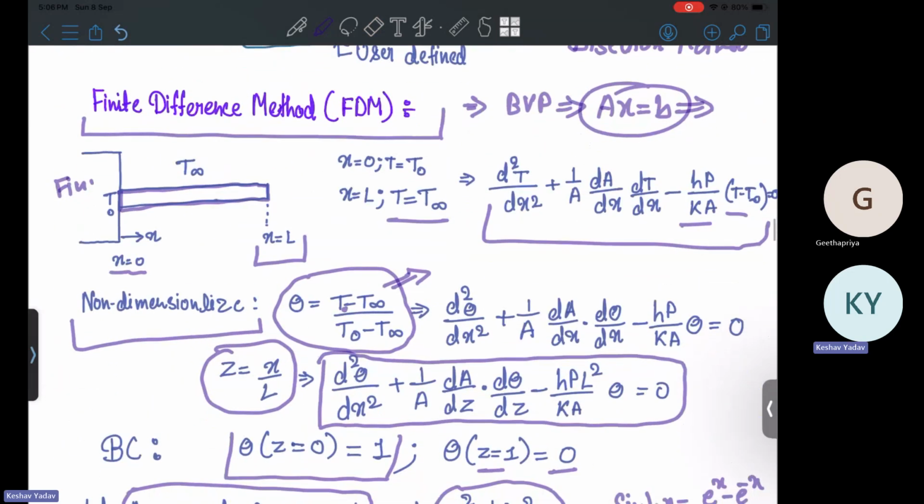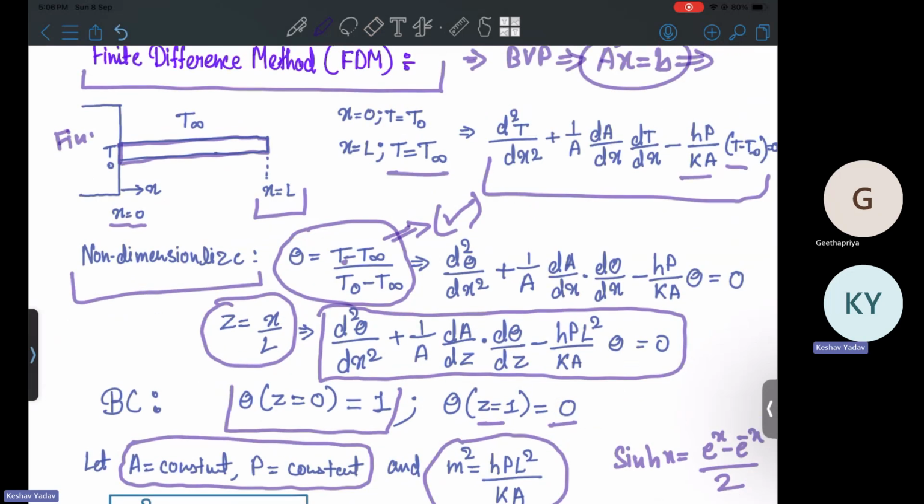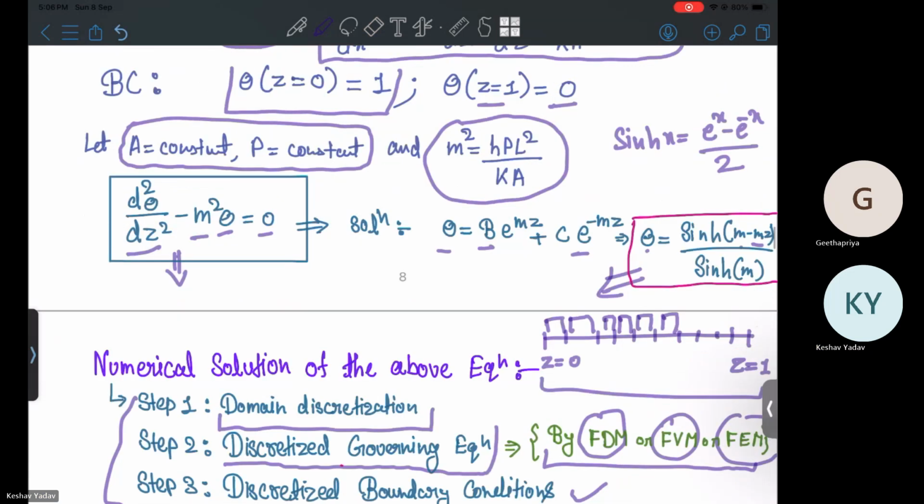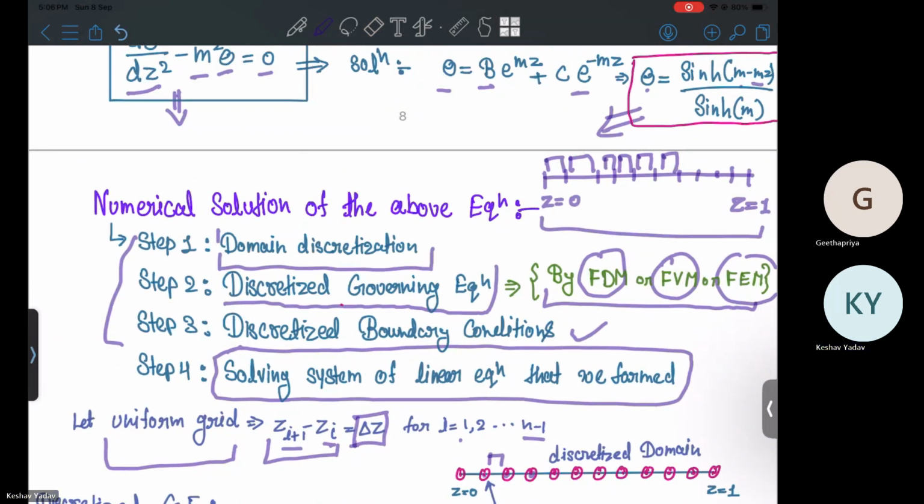Okay. Then we have seen the finite difference method. There we have seen a practical problem, which is one-dimensional heat conduction in fins, or heat conduction in extended surface. There the ordinary differential equation is first non-dimensionalized. Then how can we solve this? First by discretizing the domain. Then we discretize the governing differential equation. Then we discretize the boundary condition. After all these three steps, we have found a system of linear equations of Ax equal to B type.